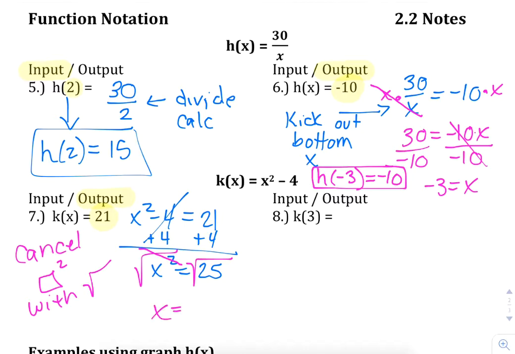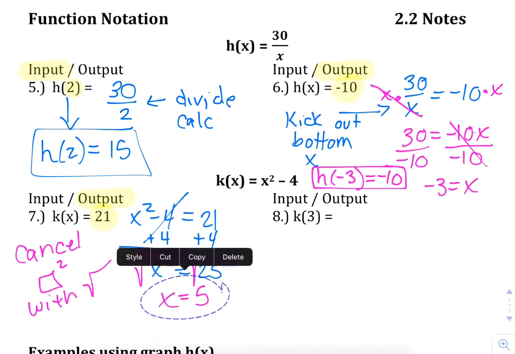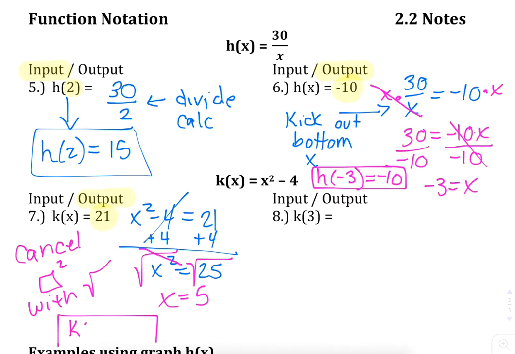What is the square root of 25? You can type it in your calculator, or you might already know that that's a 5, okay? All right, so I solved for my x. Let's write our answer. My answer is k of 5, that's my x number, makes it equal 21.